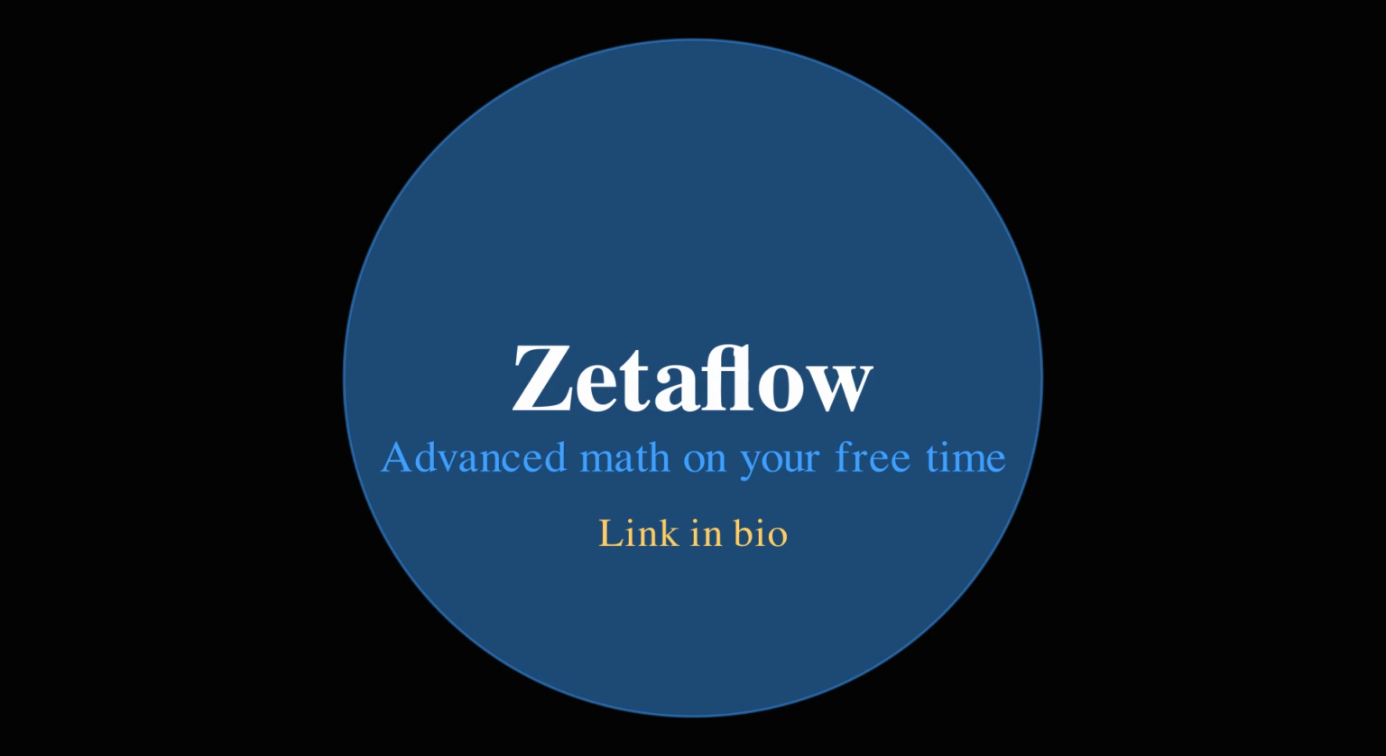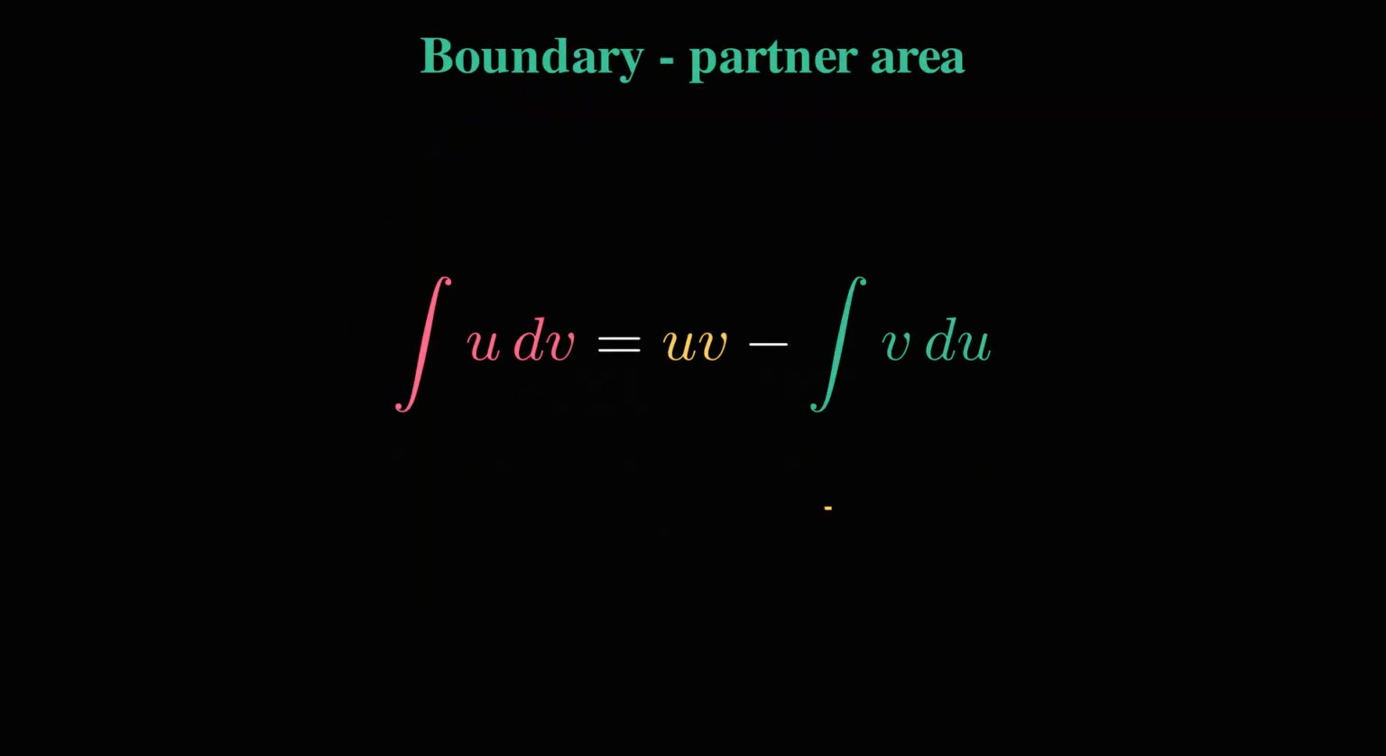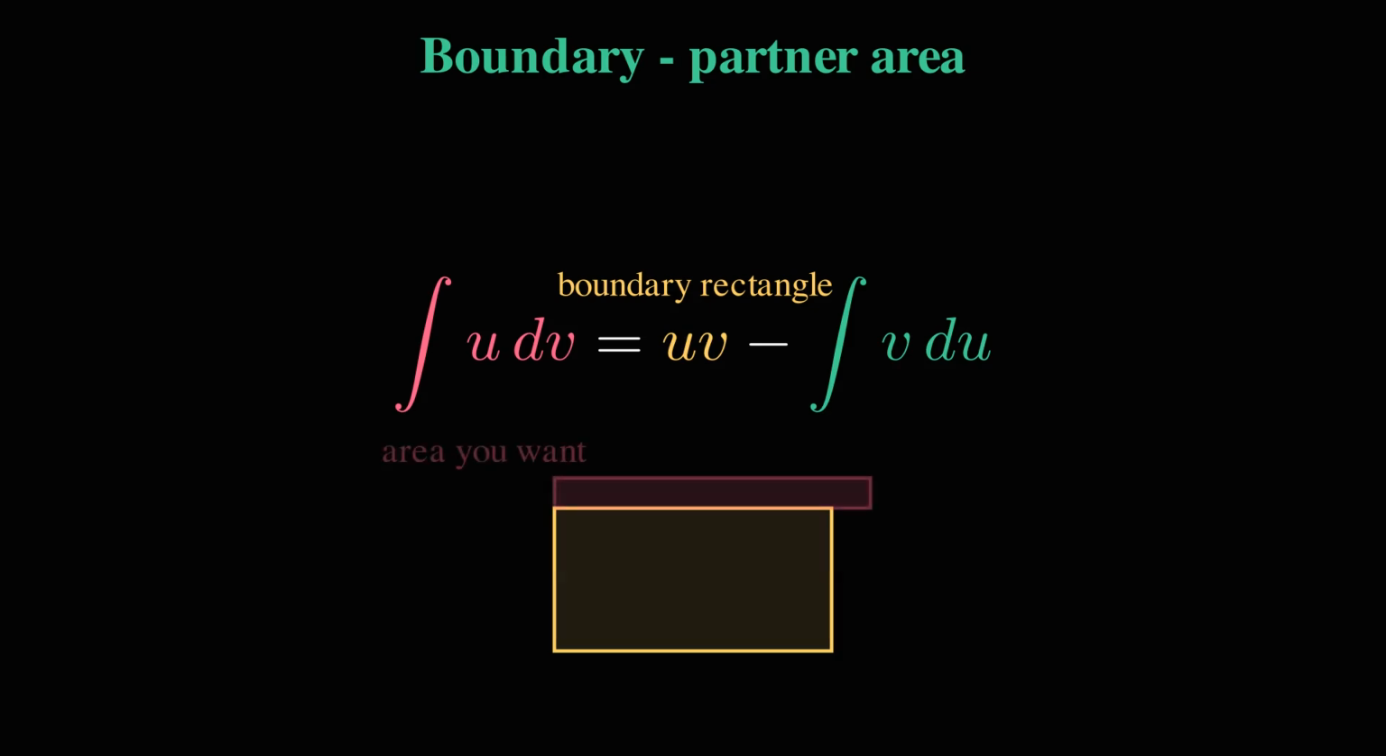Move one piece to the other side, and the famous formula appears. The integral of U dV equals UV minus the integral of V du. This is where the math stops wearing a hoodie and puts on a little blazer. But notice what happened. The formula did not appear from nowhere. It is the same rectangle picture compressed into symbols.